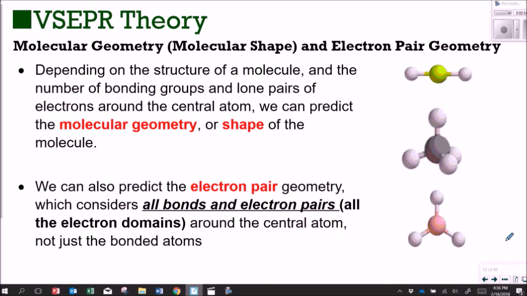Depending on the structure of a molecule and the number of bonding groups and lone pairs of electrons around this central atom, we can predict molecular geometry or shape of the molecule. We can also predict the electron pair geometry, and that one considers all the bonds and electron pairs, in other words, all the electron domains around the central atom, not just the bonded atoms.